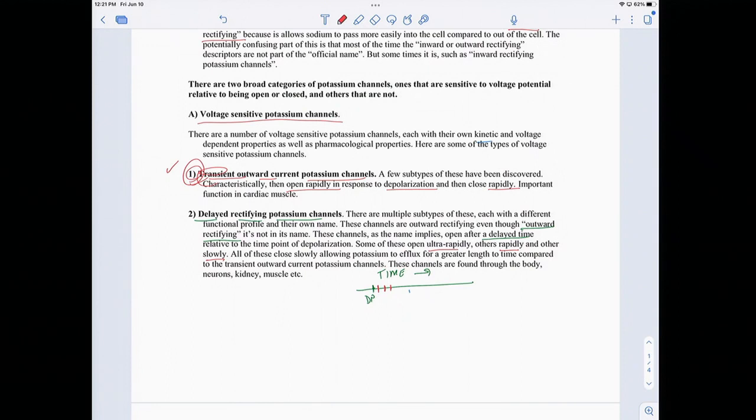Okay, so again, the reason they're called delayed is because there's a delay in terms of when they open, but when they open, they're going to stay open for a fair period of time compared to the transient outward currents. And these could be considered outward rectifying, as are the transient outward current potassium channels. They're also considered outward rectifying potassium channels. Okay, so that's where we are here, and we'll go on to some other types of voltage sensitive channels in the next lecture.